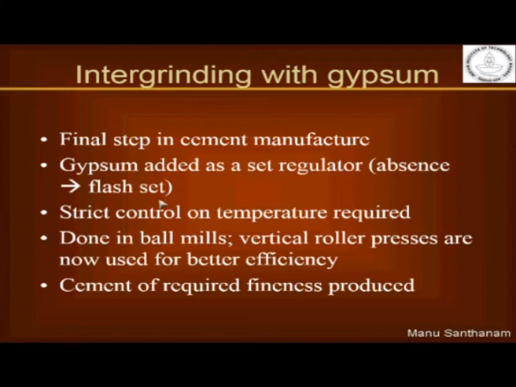Other additives that you may have in the system like fly ash or limestone may also be added during this stage. Okay, this is the final stage where you can add any sort of additives. You might have heard of blended cements like Portland pozzolana cement or Portland slag cement.